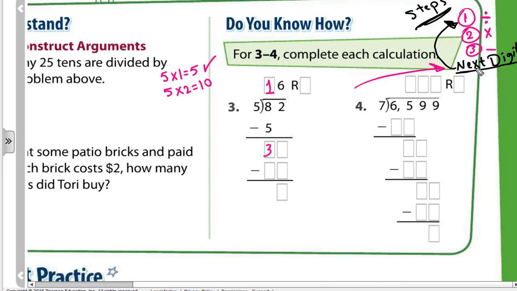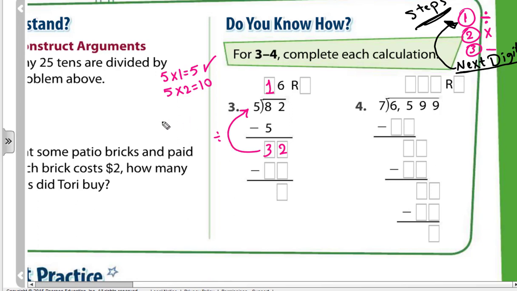Drop the next digit. What is the next digit? 2. So we will drop down the 2. Now, what is the number that we have? It's 32. Okay. And when we drop the next digit, what should we do next? Move to the divide again. So divide 32 by 5.